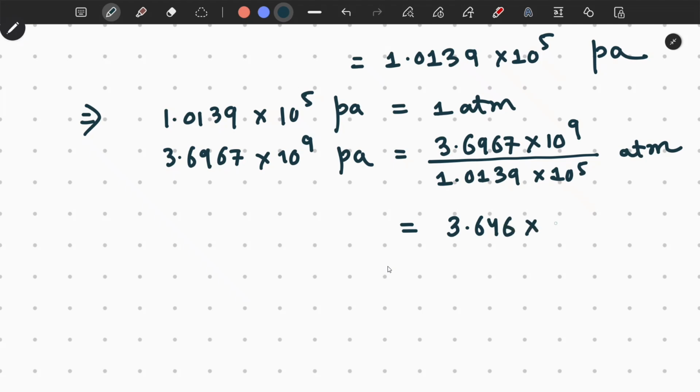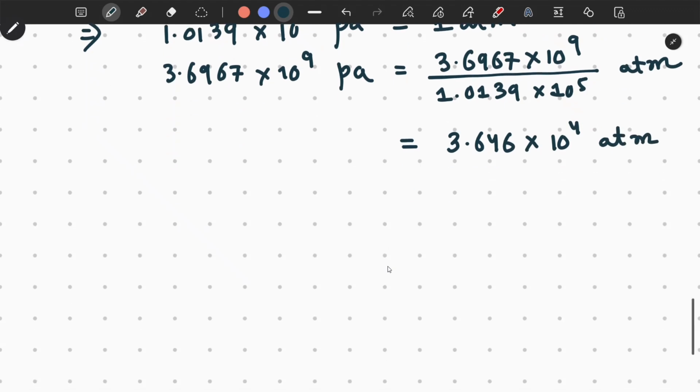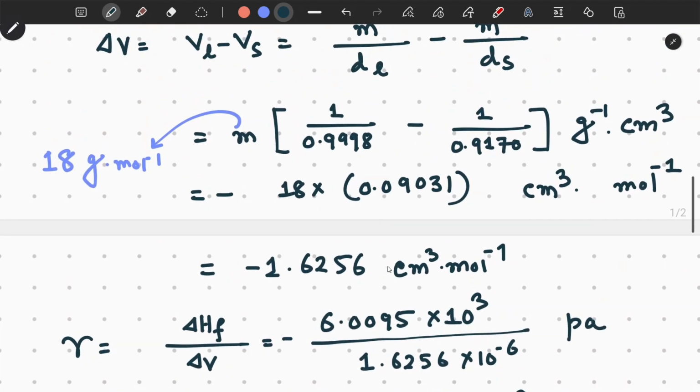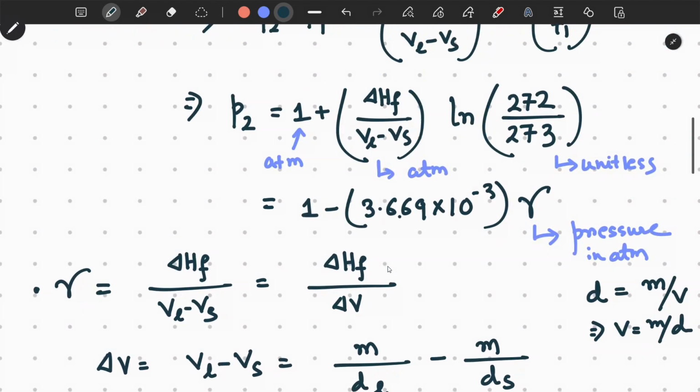3.464, 3.646 into 10 to the power 14. Sorry, 4. Okay, so this is our gamma. Gamma has a minus sign. Now if we know the gamma, then we can do it. We have the form, right?